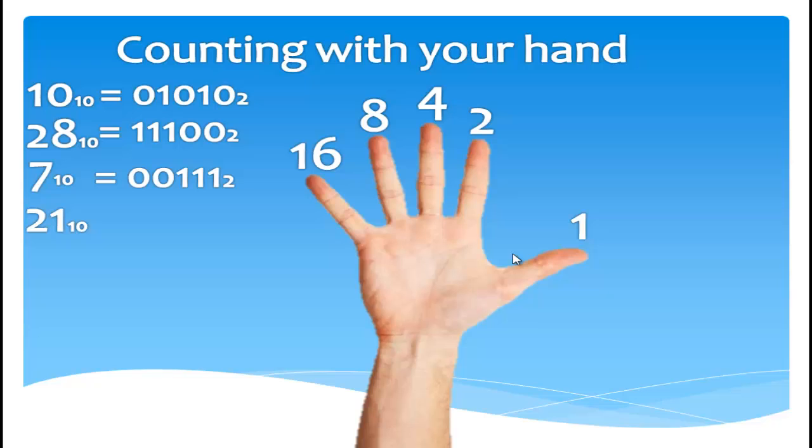And finally, a 21. We need the 16, we need the 4, and we need the 1, which gives us 20, 21. So now you know: 1, 0, 1, 0, 1. And that's 21 in binary. With this system with your hand, you can count up to 31.